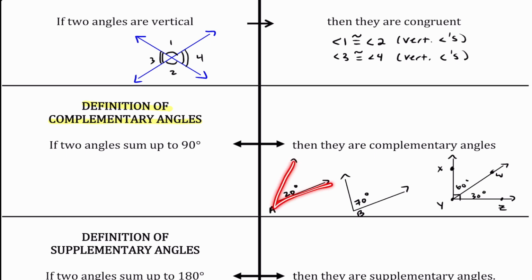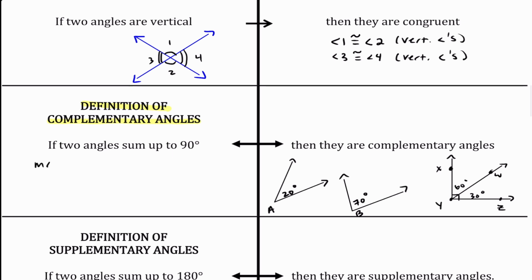So the measure of angle A is 20 degrees, and the measure of angle B is 70 degrees. 20 plus 70 is equal to 90. Therefore, these two angles are complementary. So I'm going to make a note. The measure of angle A plus the measure of angle B equals 90 degrees.